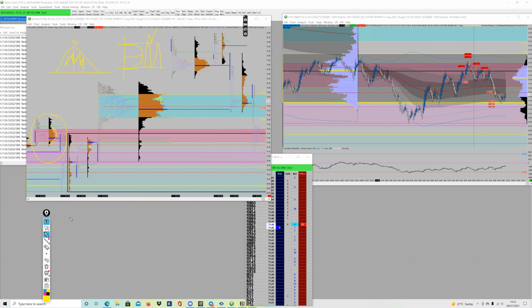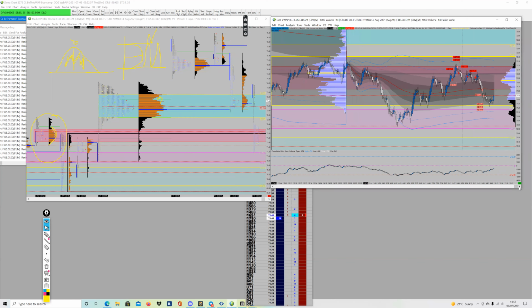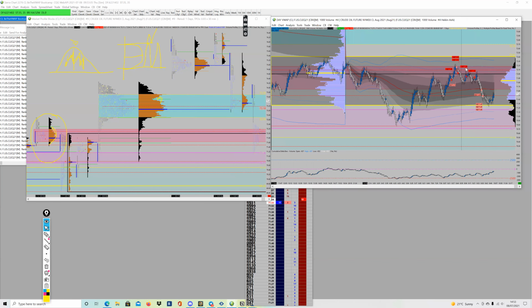So this is today's trade. I took it earlier when you guys were on there. I took this trade where, if you look at oil today, look at that balance. It came and touched this area. Same thing I explained here.